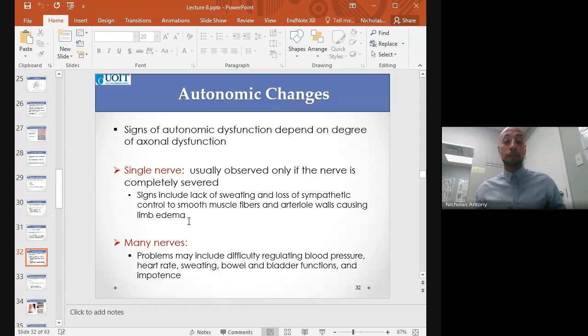Now, we regulate our blood pressure through the contraction of our blood vessels all over our body. So if many peripheral nerves are significantly affected, it's going to affect our ability to regulate our body. If lots of peripheral nerves are getting affected significantly enough to cause autonomic loss, we're going to see problems with regulating whole body blood pressure, heart rate, whole body sweating, and bowel and bladder functions. Impotence is the inability to get an erection.